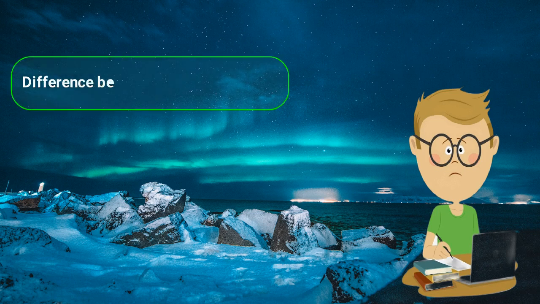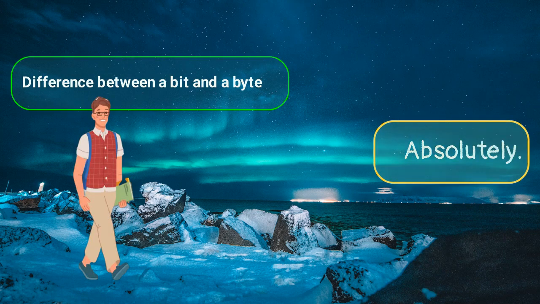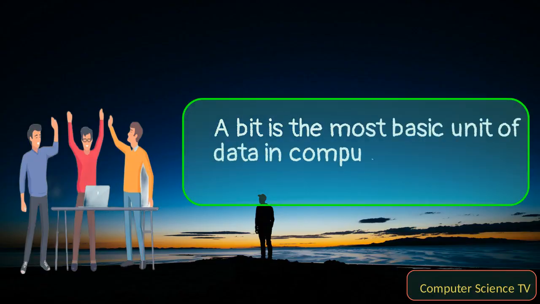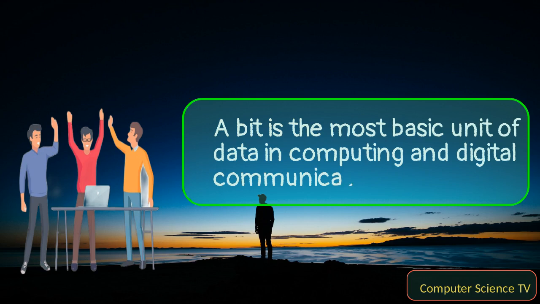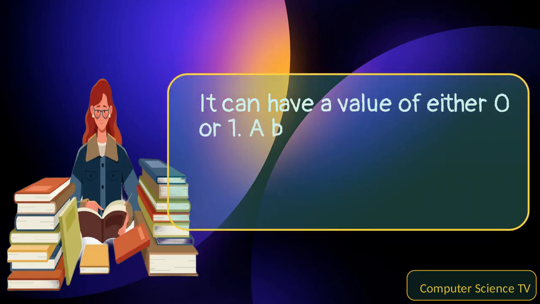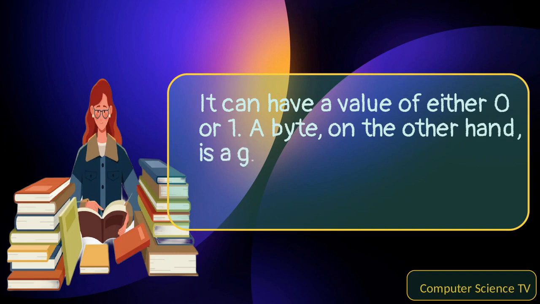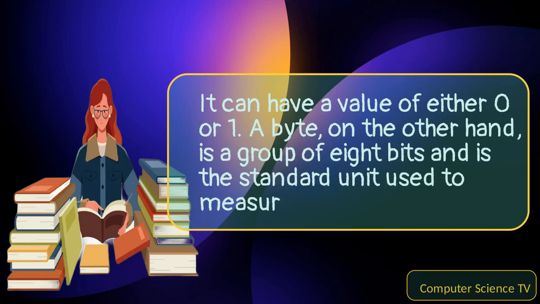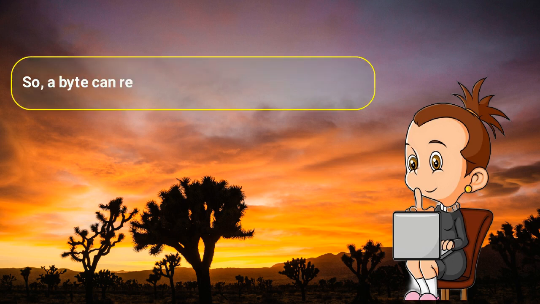Could you explain the difference between a bit and a byte? Absolutely. A bit is the most basic unit of data in computing and digital communications. It can have a value of either 0 or 1. A byte, on the other hand, is a group of 8 bits and is the standard unit used to measure data size. So, a byte can represent more than just a 0 or 1.